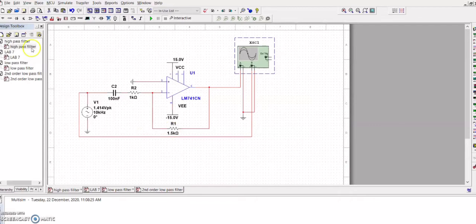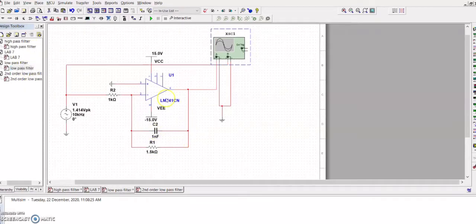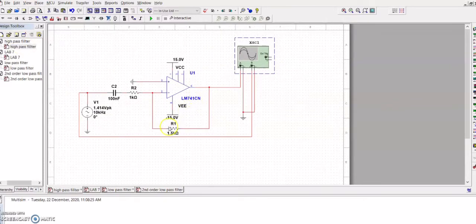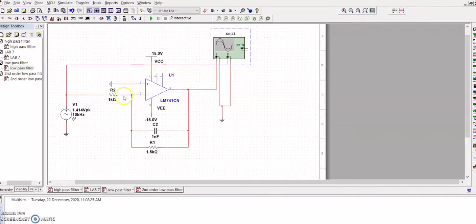The difference between the high pass filter and low pass filter is the connection. In the low pass filter, the capacitor is connected parallel with the R1, while for the high pass filter, the capacitor C2 is connected in series with R2, and R1 is the only feedback connected here. While for the low pass, R2 is here and R1 and R2 are in parallel and become the feedback here.